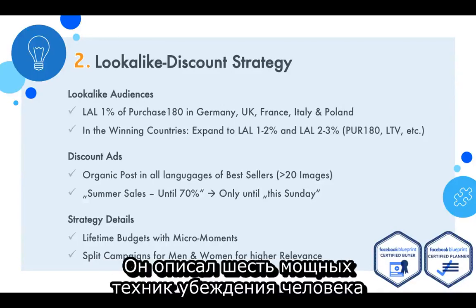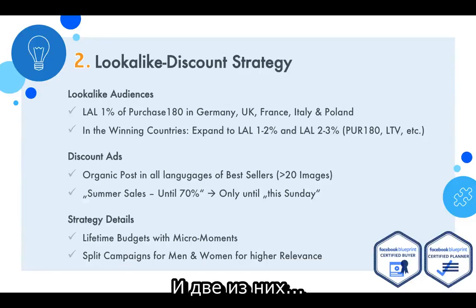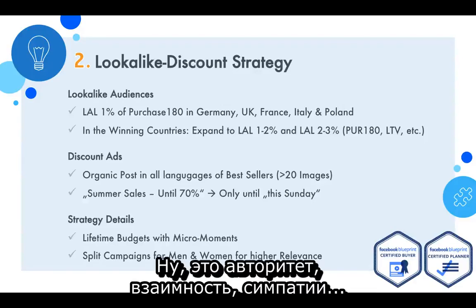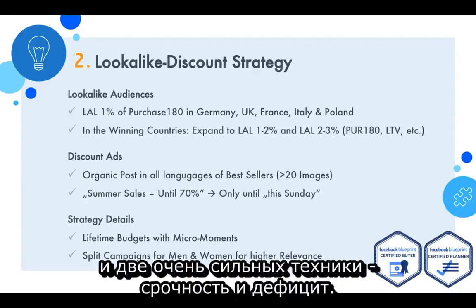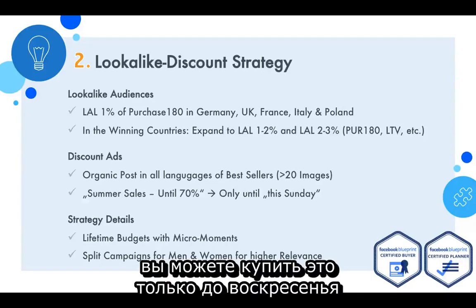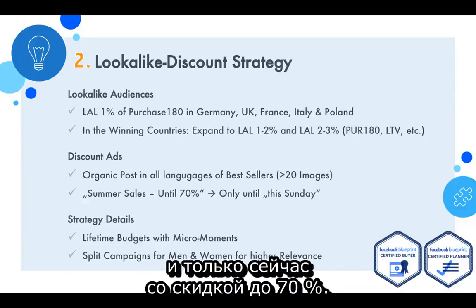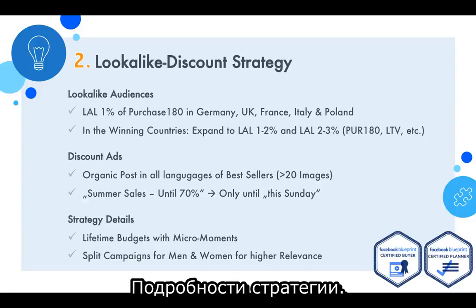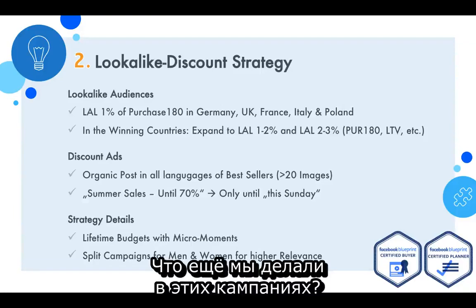There are 6 very strong techniques to persuade a person to actually purchase: you have authority, reciprocity, and liking, and two of the very strong ones are urgency and scarcity. This is something that we played around with, like you can only get it until this Sunday, and only now until 70%. And the strategy details, what else did we do in this campaign?